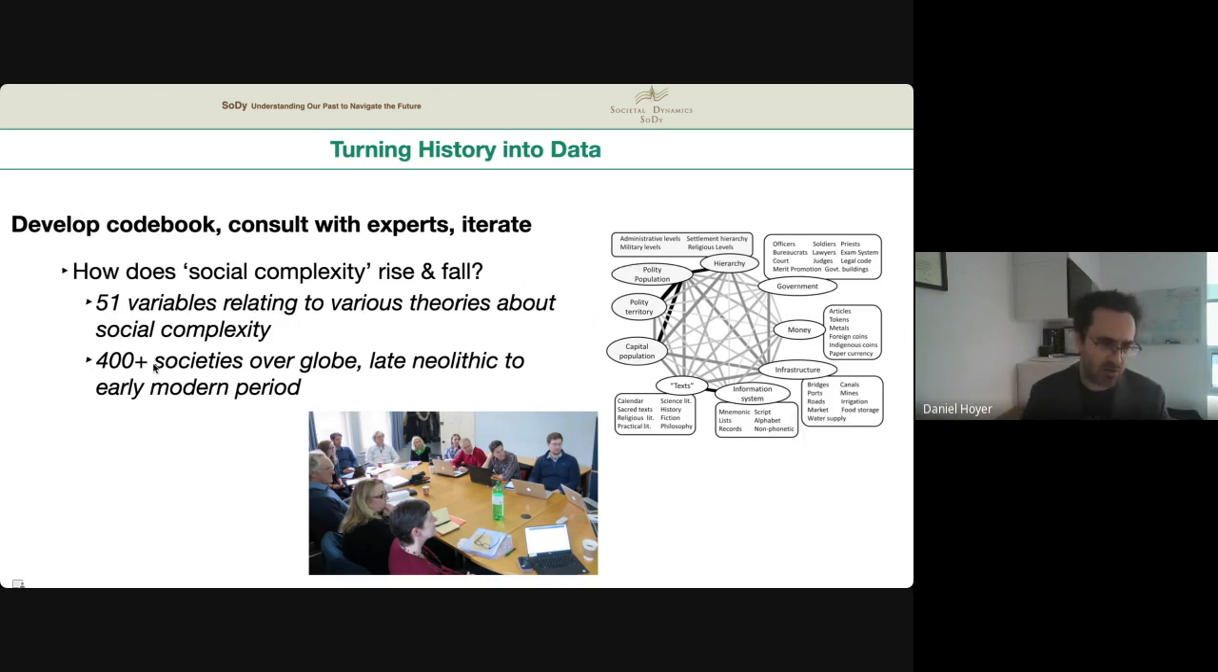Initially, as I said, we had 400 societies that we did this initial pass for. We've now almost doubled that.